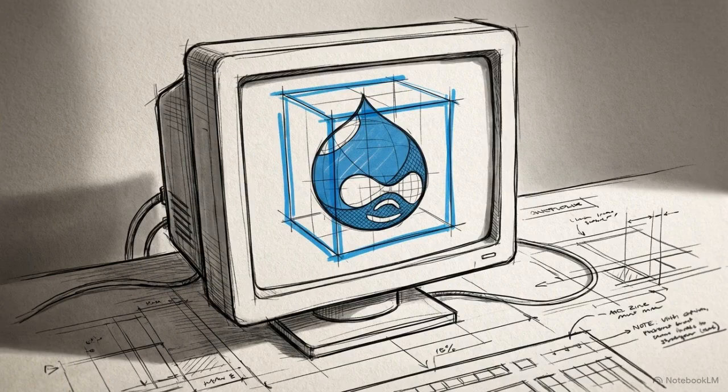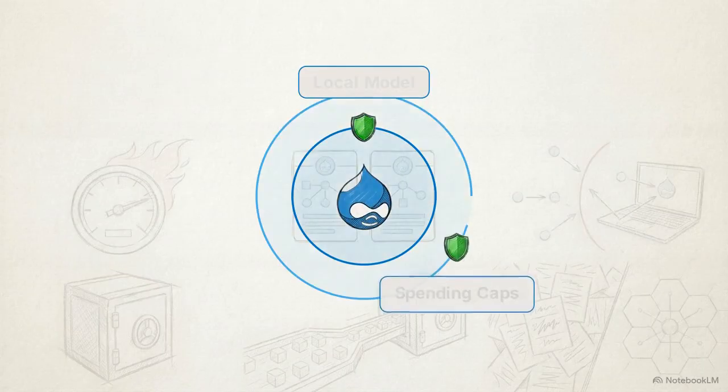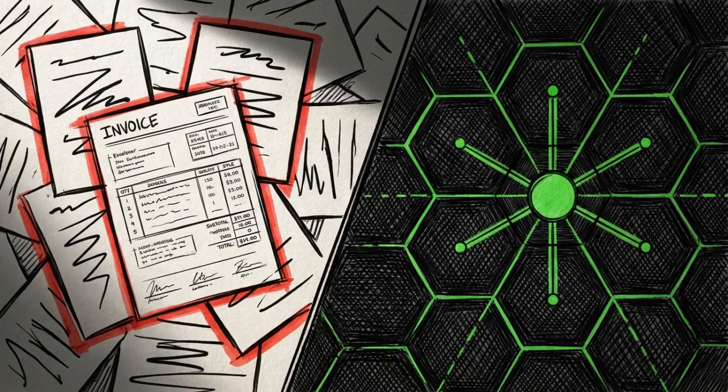Let's review what we've built. You now have an isolated Drupal AI environment, routed to a zero-cost local model, fully protected by hard spending caps and token caching. This split screen shows the contrast perfectly. We moved from chaotic, expensive traditional training on the left to a sleek, financially controlled dashboard on the right.